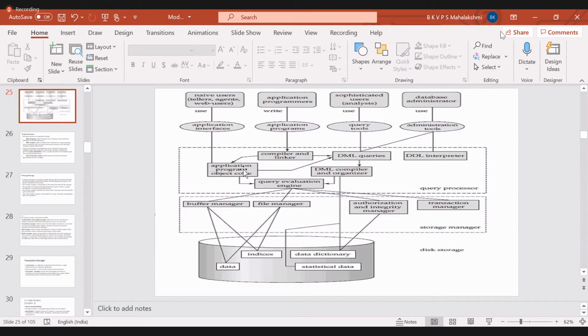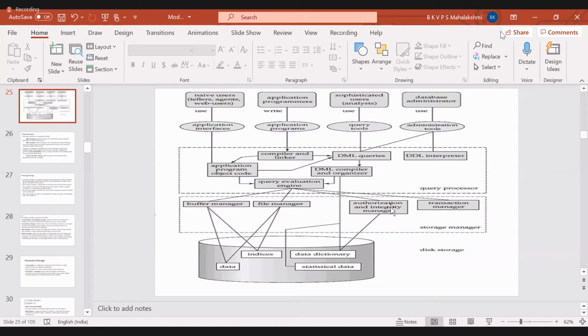So this object code will be generated once we have compiled. Okay, and this is the query evaluation engine. There will be many conversions from the source code to the object code. So this engine helps us to take a specific query optimization, and then it will help us give the results by executing, by evaluating the query.